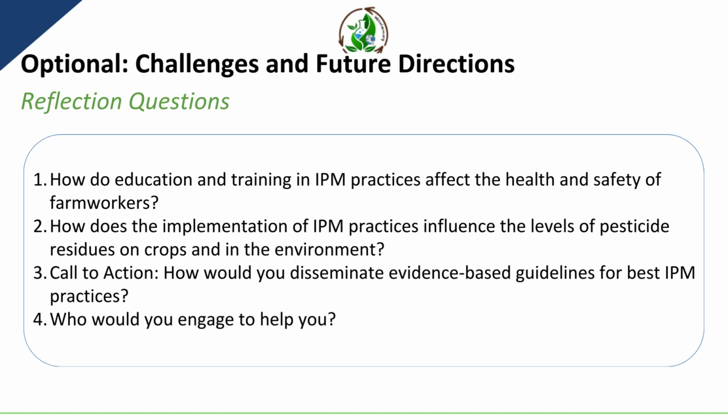Imagine you're part of a team trying to spread best practices in IPM. How would you share clear, evidence-based guidelines so they actually reach farmers, farm workers, and communities? Would you use social media, workshops, bilingual flyers, on-farm demos, school programs? And who would you partner with? Extension agents, farm worker advocates, local health clinics, grower associations, student groups? Jot down some concrete ideas about both the message and the messengers.